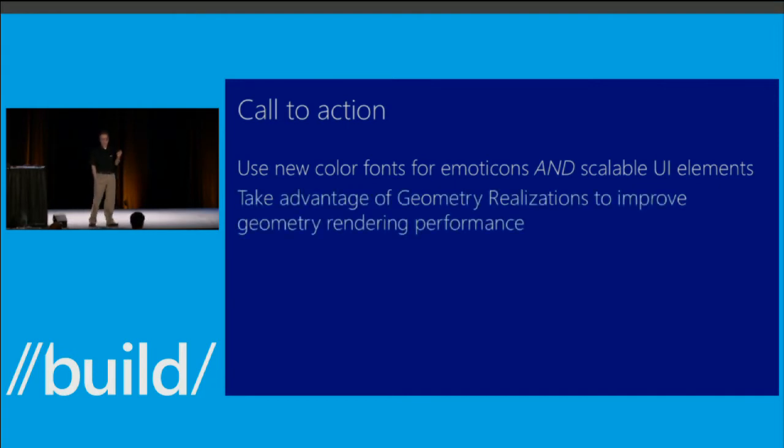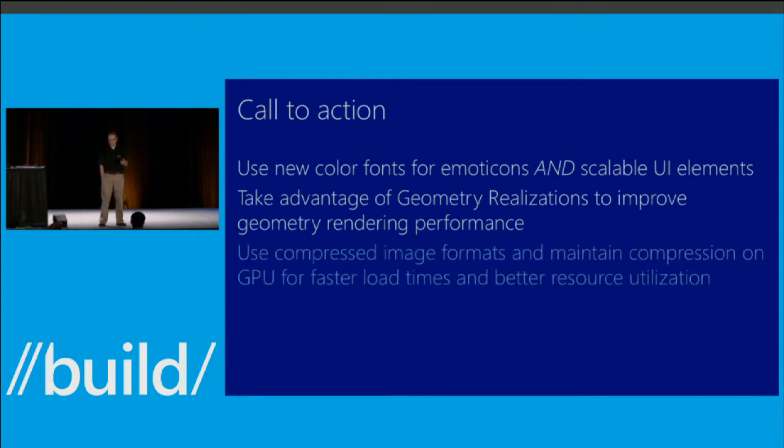Secondly, take advantage of geometry realizations where it makes sense. It can also significantly reduce the amount of CPU time that you take to get geometry on the screen. And finally, evaluate the image compression formats. Use them to get better, faster load times, which will give you quicker load times and better performance and better utilization of your resources overall, which means you can get more stuff on the GPU because you're not using as much space for the stuff that you already have.